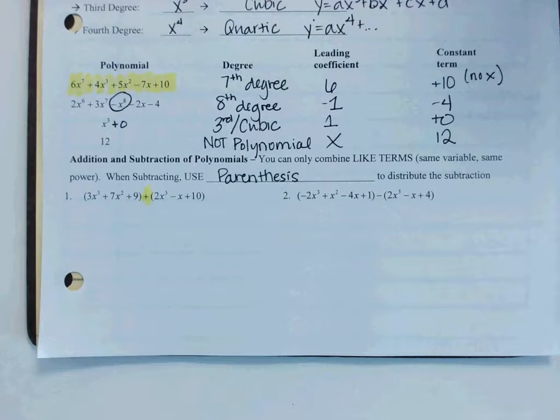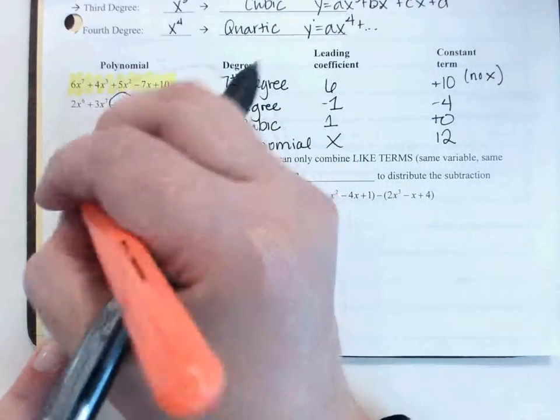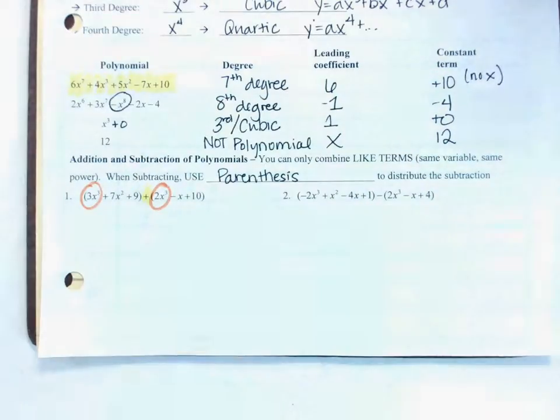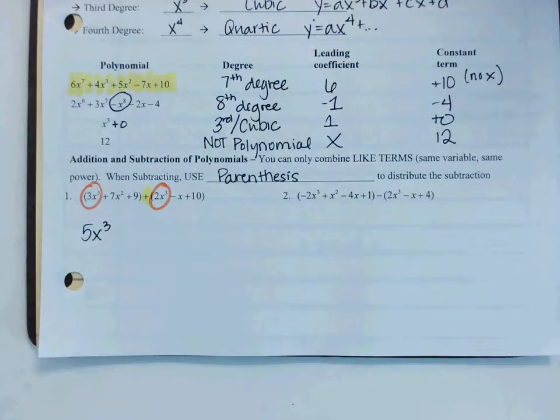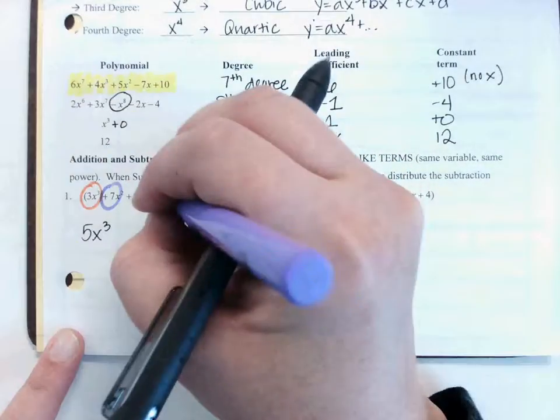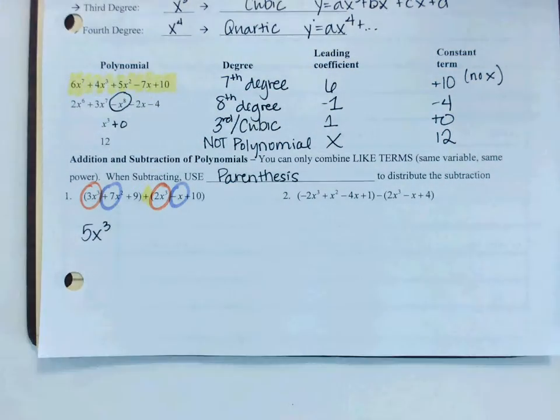So who is my first pair of partners? 3x cubed, 2x cubed. Okay, what is 3x cubed plus 2x cubed? 5x cubed. Keep it cubed. Okay, because remember, when you're adding, you're just combining. You're like, okay, I got 3 over here, 2 over here, bam, now I have 5. Okay, next, guys. 7x squared minus an x. Can I put those together?